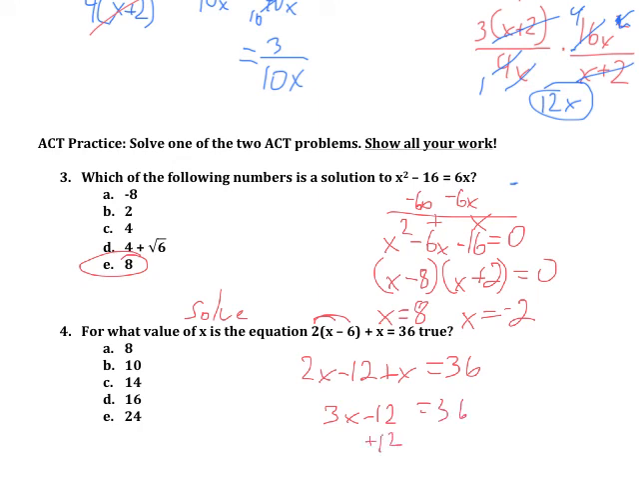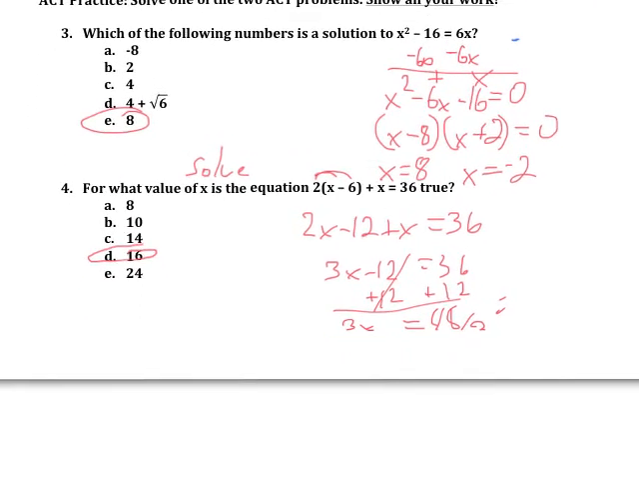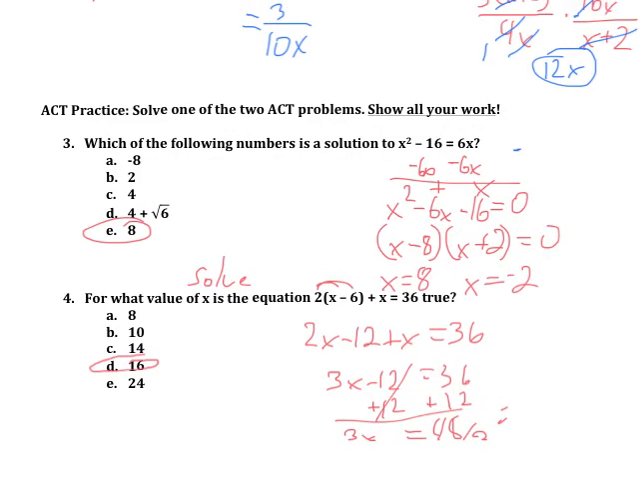Add 12 to both sides. That gives me 3x equals 48. Divide both sides by 3, or in other words, just 48 divided by 3, and I get 16. So, there we go. Is that it? Oh, we're all done. That's too bad. There you go.